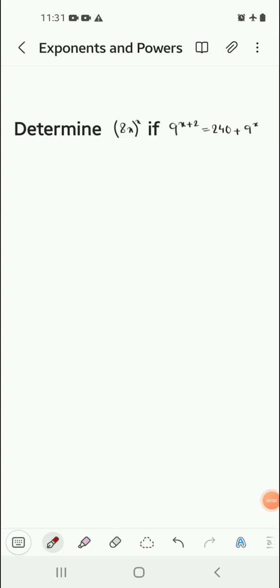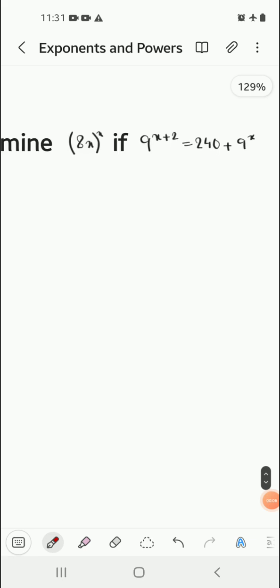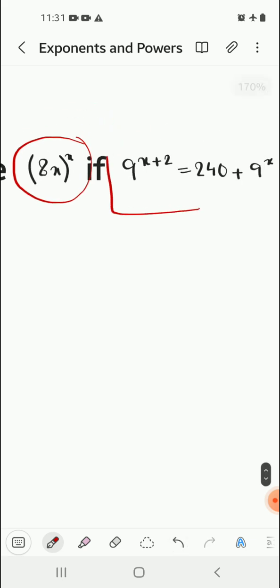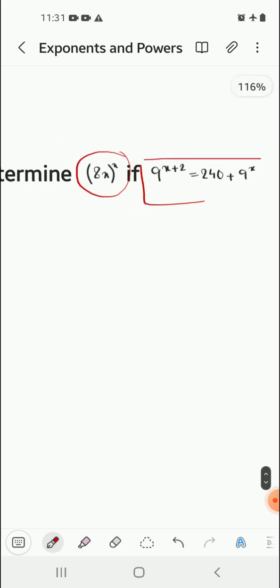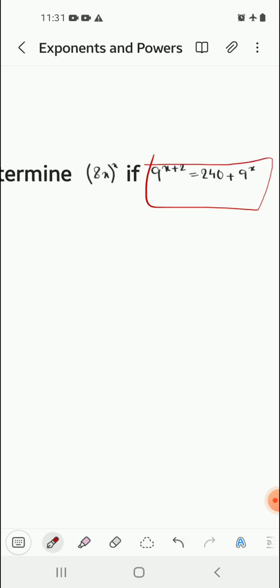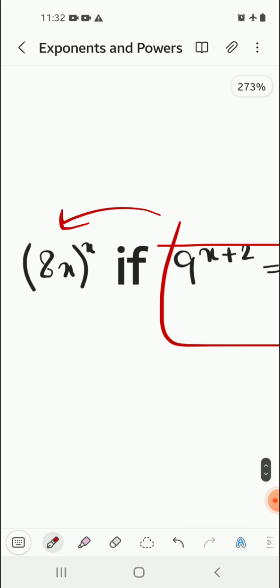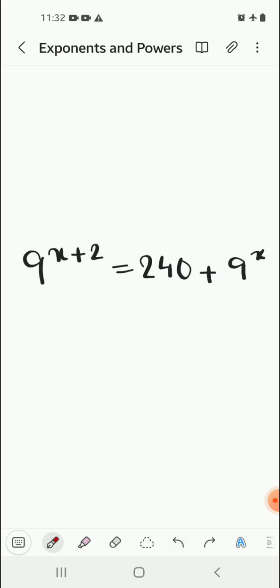Today we are going to discuss how to find the value of this expression. This is a sum from exponents and power. We have to determine the value of this, if 9 to the power x plus 2 is equal to 240 plus 9 to the power x. So the step is, first we are going to solve this expression and find out the value of x. Once we have got the value of x, we are going to apply it over here and find the final solution for this.